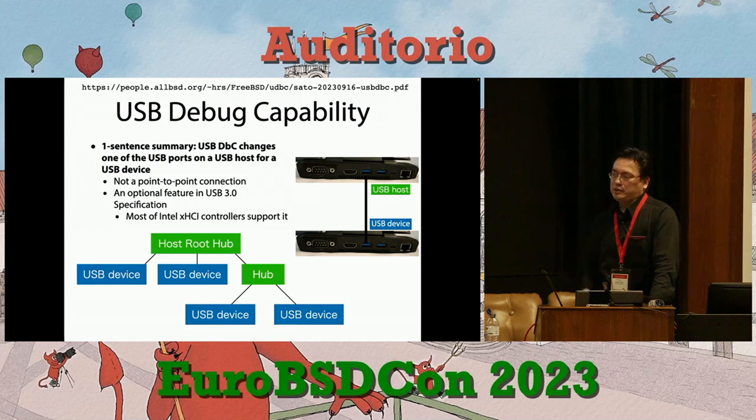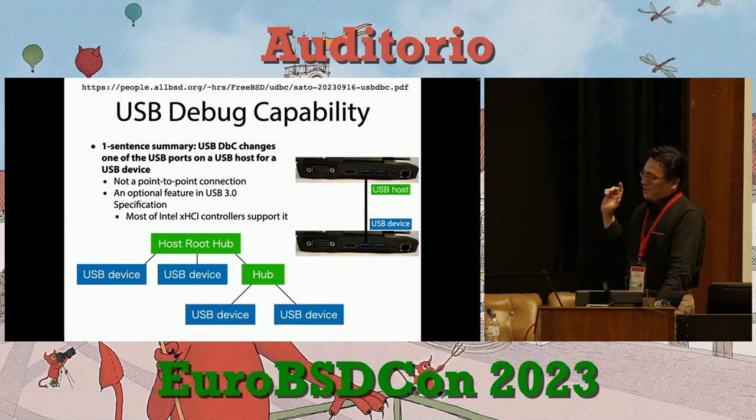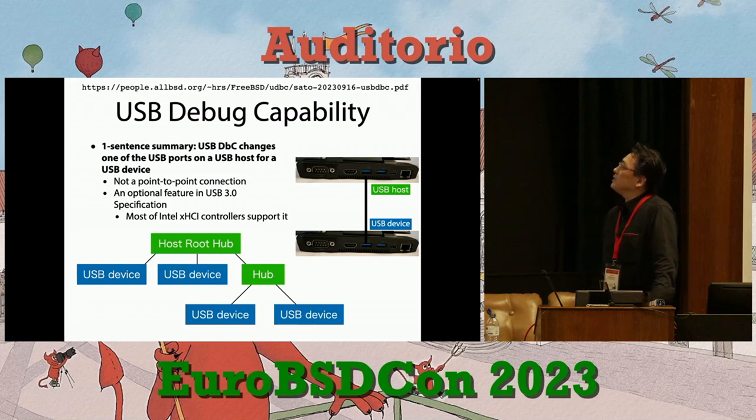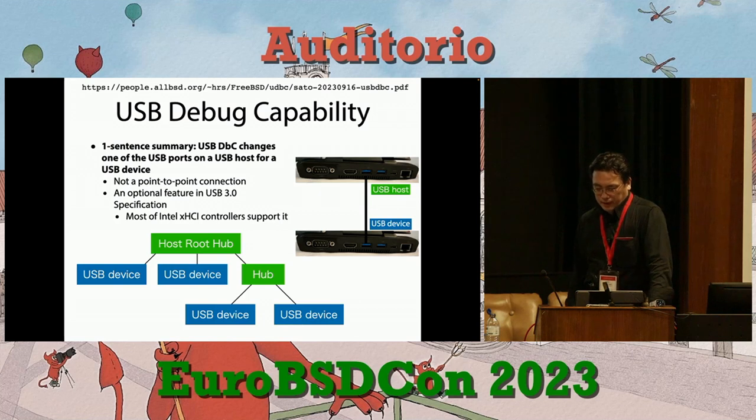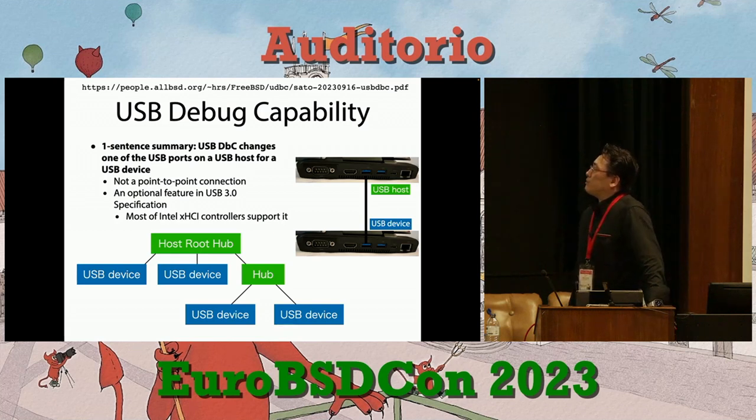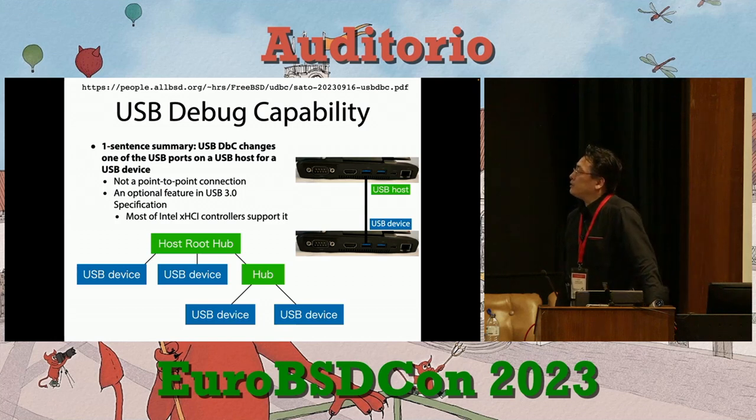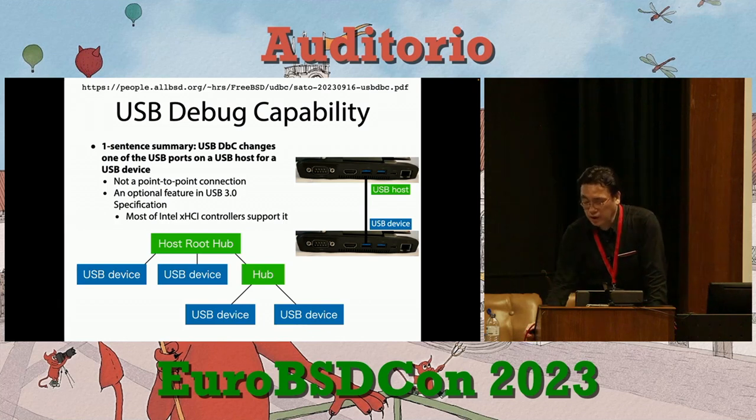But the normal USB host controller on a new laptop or motherboard doesn't support such a feature, because USB OTG requires additional hardware. So usually it never happens on the host controller, but the USB debug capability makes it possible for debugging purposes. This is an optional feature in the USB 3 specification, but most Intel XHCI controllers support it, and probably other vendors too. I did not check the other controllers yet, but most USB circuit IP distributed by the chip makers supports this functionality. So probably you can use your hardware.